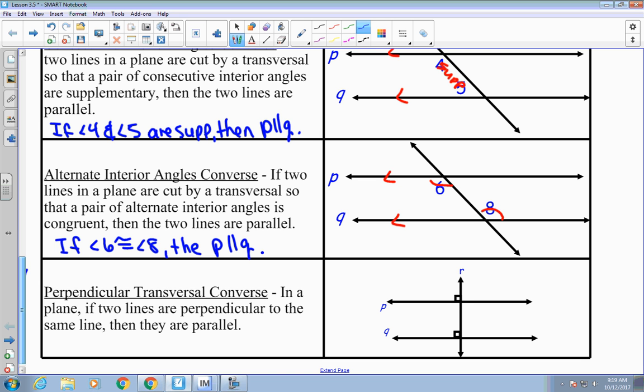We also have the perpendicular transversal converse. And it says that in a plane, if two lines are perpendicular to the same line, then those lines are parallel to each other. So you see how P and R are perpendicular, and Q and R are perpendicular. Both of those lines are perpendicular to R. So if that's the case, then that is enough to prove those lines are parallel. So if P is perpendicular to R and Q is perpendicular to R, then P is parallel to Q.